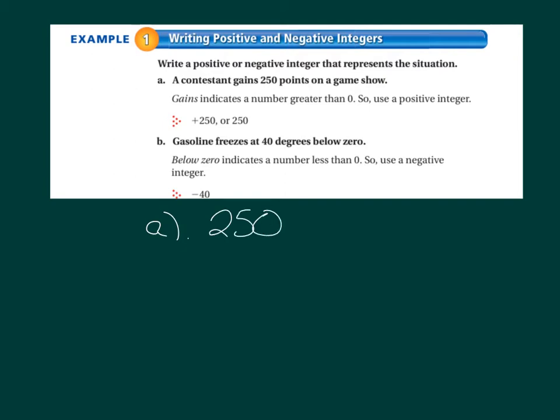You don't have to put plus 250. The next one says gasoline freezes at 40 degrees below 0. Well, we don't want to make below 0 be positive, so obviously we want to make that 40 degrees negative. You can put degrees as well if you want, and you can put points on the previous one if you want. But since it says just write a number that represents a situation, I would not mind if you didn't put a label on them for now. So don't look too hard at this.